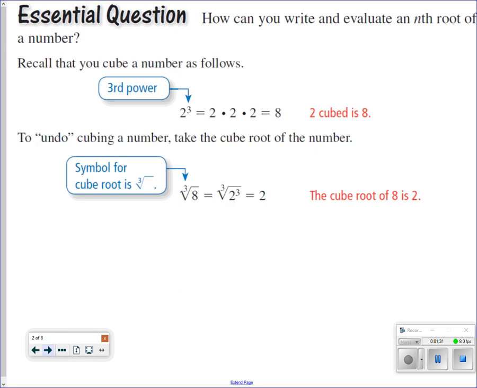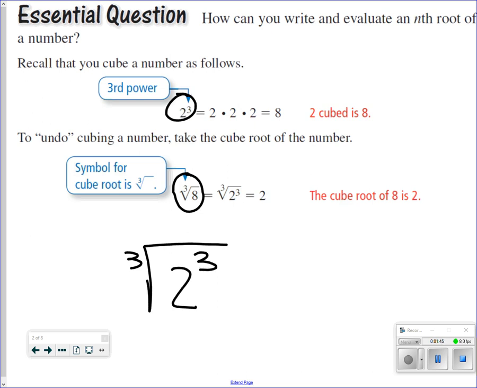So let's actually look at this here. This is a power, 2 to the third power. And this is a root, the cube root of 8. Anytime you have a root and something with the same power, those are inverses of each other. Basically, a root and a power cancel each other out. Now, it has to be the same, like a cube root with something cubed, or a fourth root with something to the fourth power. The cube root of something cubed would cancel out.